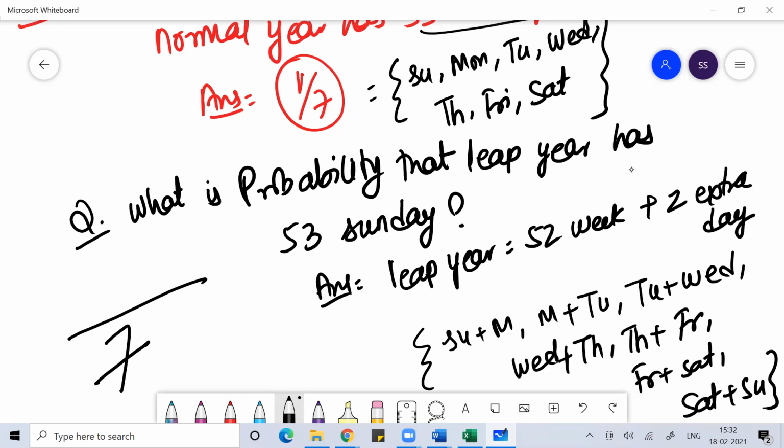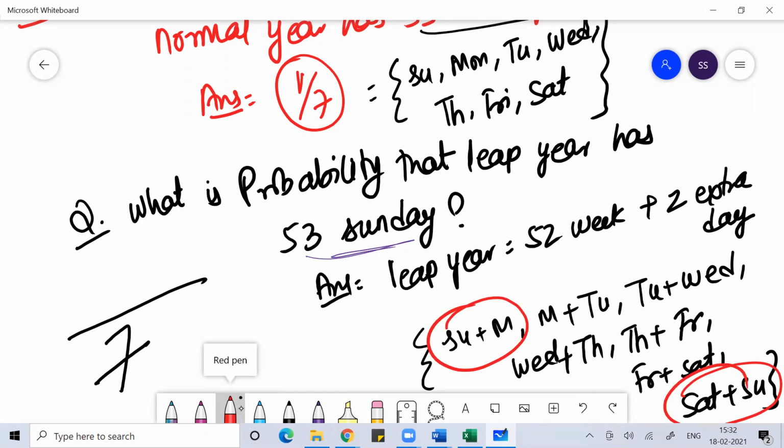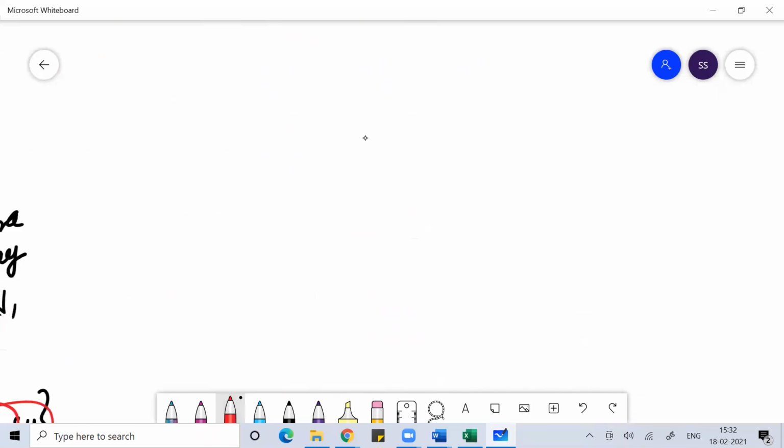You want 53 Sundays, which means 52 Sundays are already there. For getting 53 Sundays, the favorable cases are those where, out of the 2 days, 1 day should be Sunday. So there are 2 favorable cases, and the answer will be 2 by 7. Please remember this, one of the favorite questions which comes in the exam.